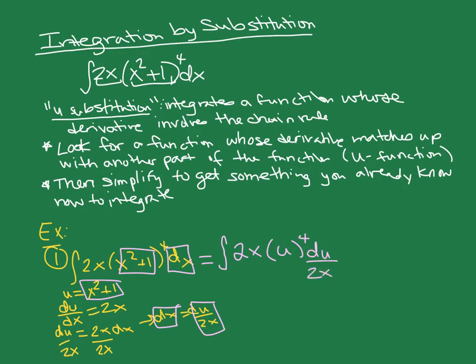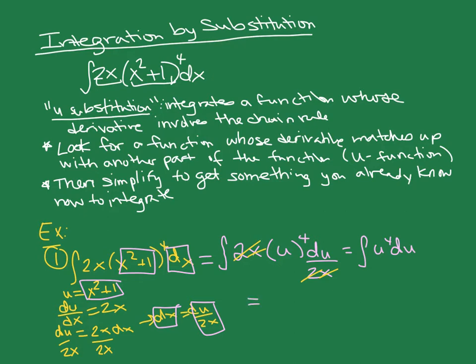And if everything works out correctly, which hopefully it will, you should get something that cancels out all your x's. This one's even nicer because my 2's also cancel out. So now my new equation becomes the integral of u to the fourth du. Okay, so now we're going to take that integral.